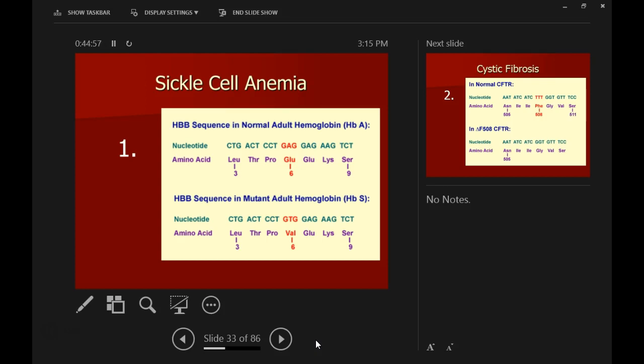You can also see where we've gone from an adenine to a thymine. That's a purine, and that is a pyrimidine. So that's transversion. So that one would be classified as base substitution, missense, transversion mutation. Any questions on that one?